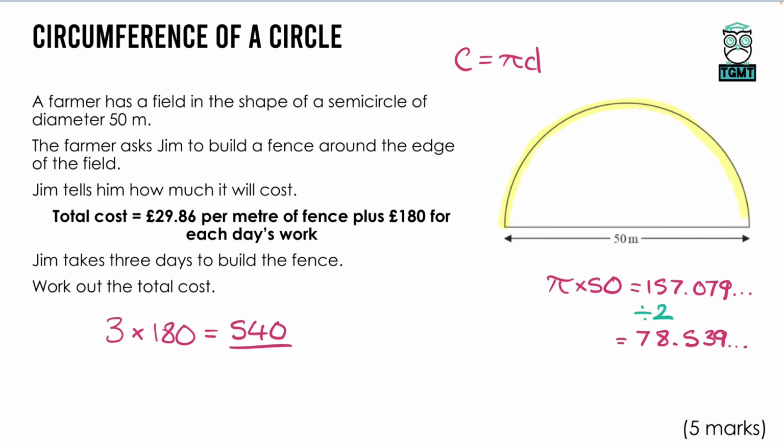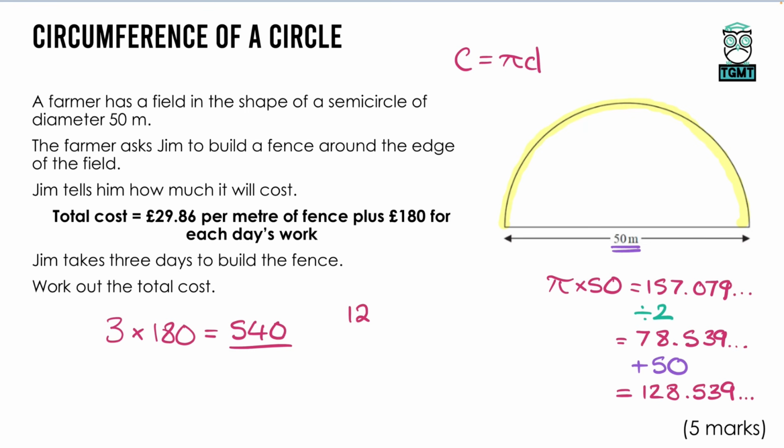We also have to add on this additional 50 metres, so we're going to need to add 50 to our answer to get the total distance around this field. So add 50 and we get an answer of 128.539 and a few more decimals. Now it doesn't really say in this question as to whether we could buy part of a metre. So for this one we would round this up to 129 metres. So we're going to need 129 metres.